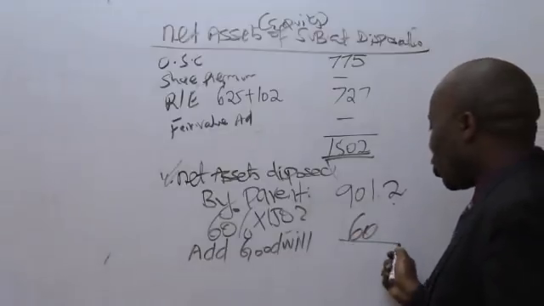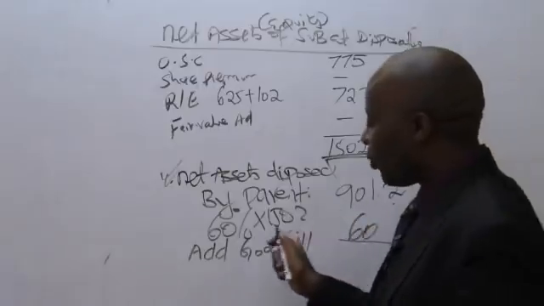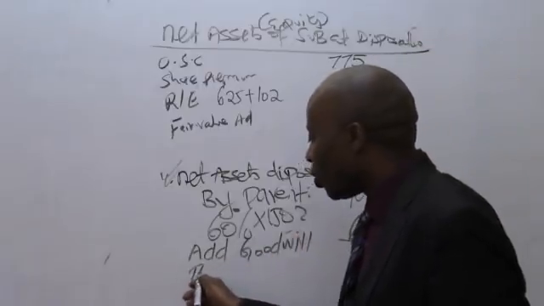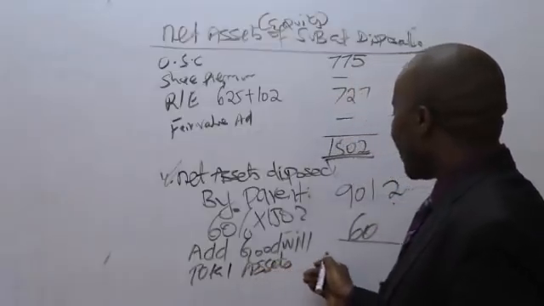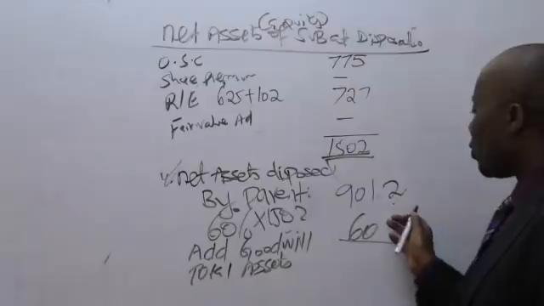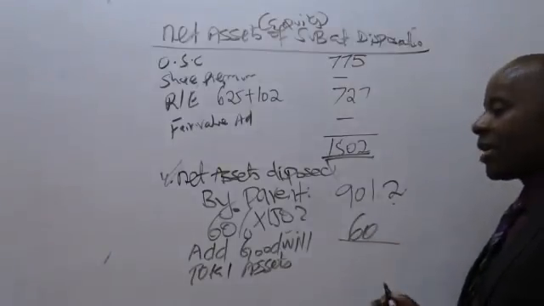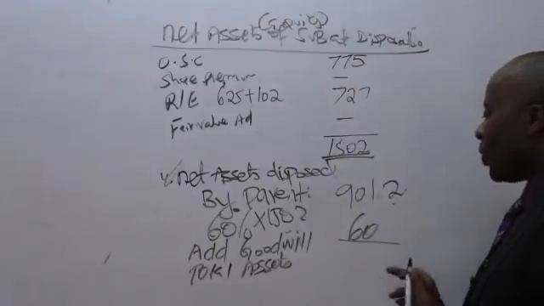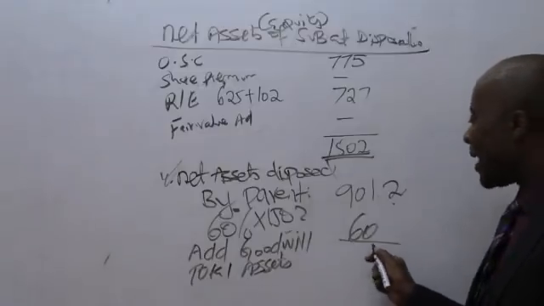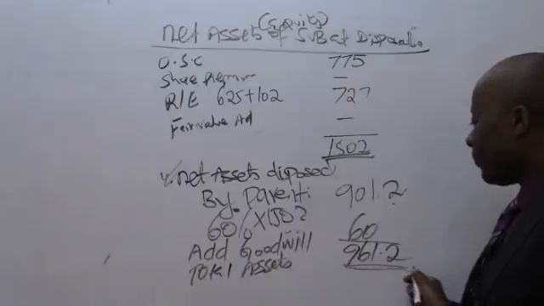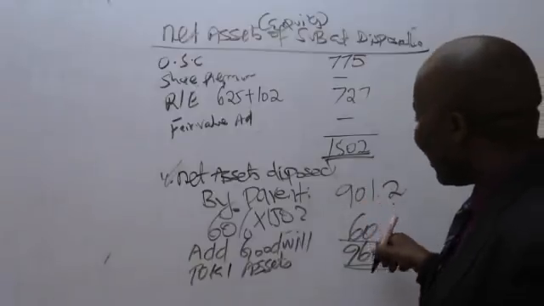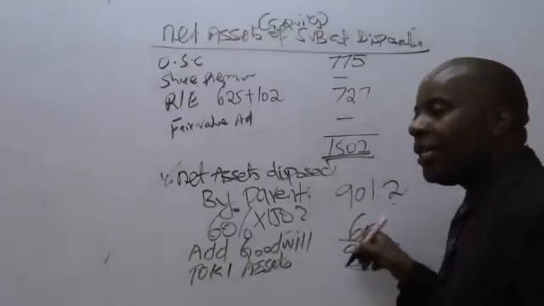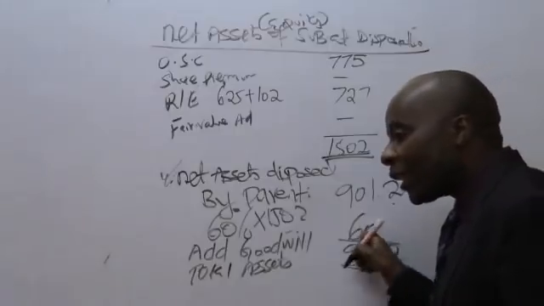So therefore the total assets disposed will be 901.2 plus 60. Please give me a figure. This will give me what figure? 961.2. So this is the amount that this parent company had injected into this particular subsidiary. This is the worth.